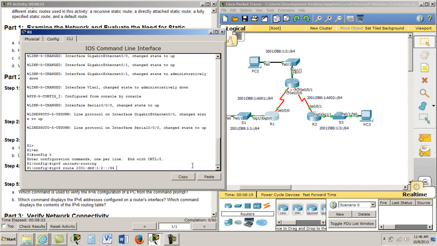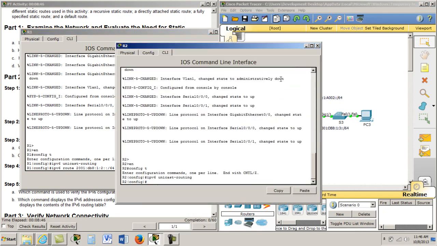And then we either give it an exit interface, but since we're doing a recursive route, that means we need to do a next hop. So in other words, we have to determine what is the next hop address, the IP version 6 address of R2 here. That's the next hop for R1. So we need to determine what is serial 0/0/0's interface on R2.